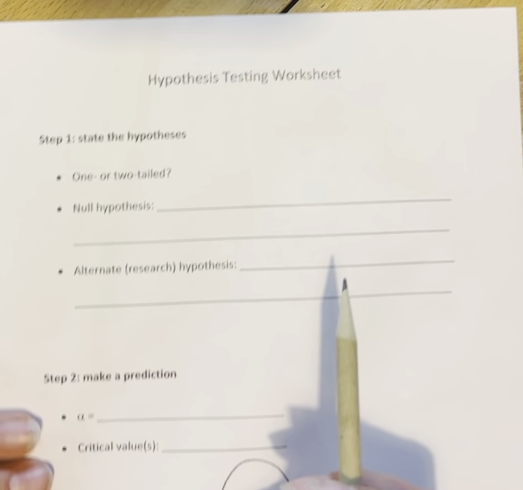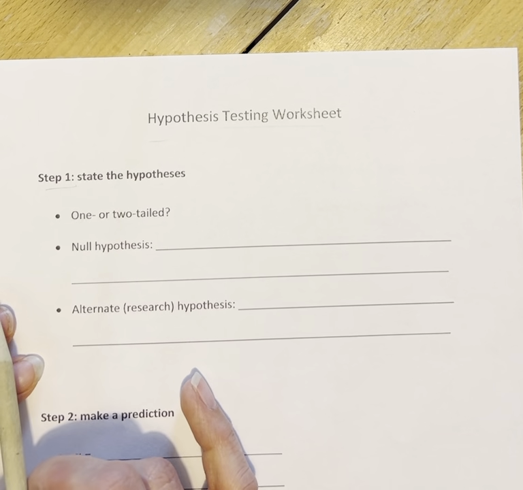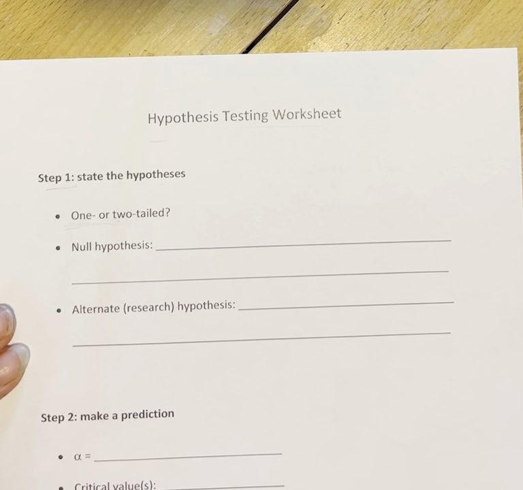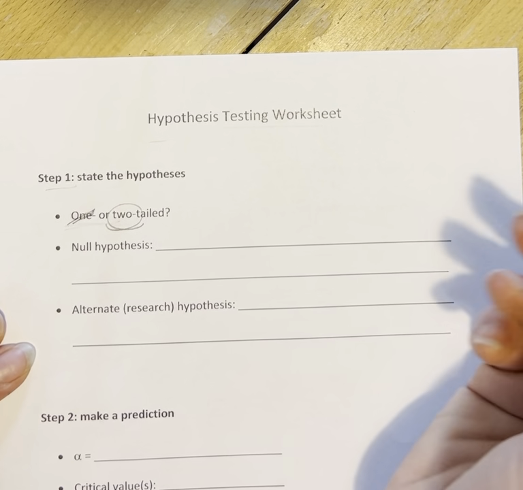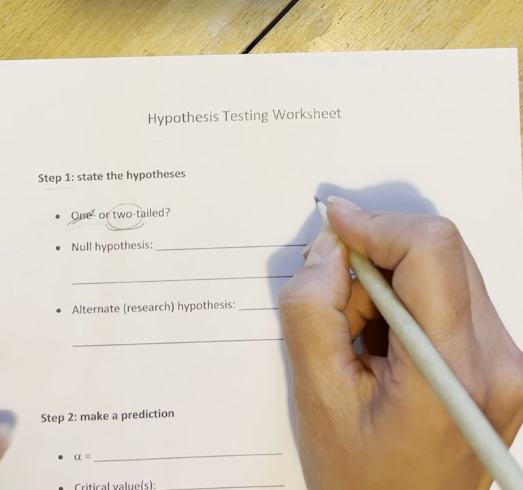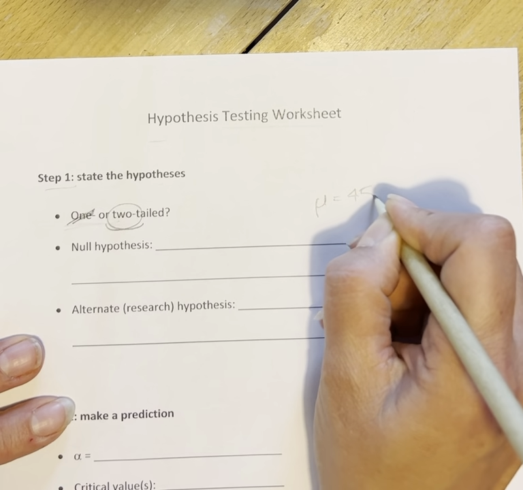So, hypothesis testing worksheet, step 1, state the hypotheses. We need to know before we state our hypotheses whether we're doing a one or a two-tailed test. And in this case, we're going to use a two-tailed test. And we need the population value for the general population of elderly adults, and that was mu equals 45.